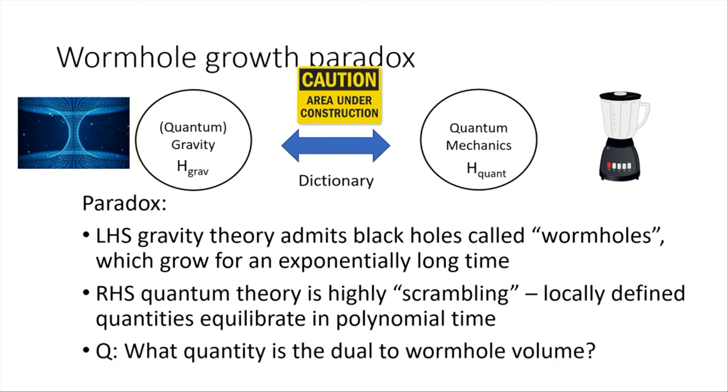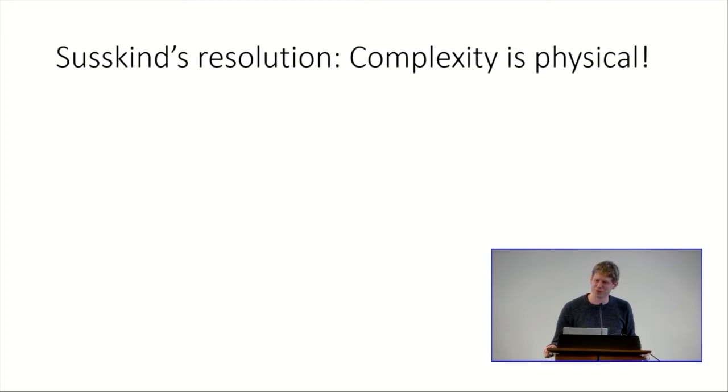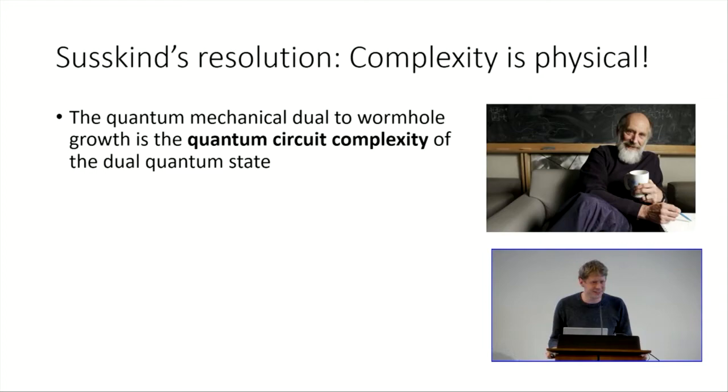And this is where circuit complexity came into play, because in 2014, Susskind conjectured that the resolution to this paradox is by assuming, or conjecturing, that complexity is physical. In particular, Susskind conjectured that the quantum mechanical dual to the wormhole volume is the circuit complexity of the state on the right-hand side. That is literally the number of two-qubit gates that are required in the smallest quantum circuit to create the state.